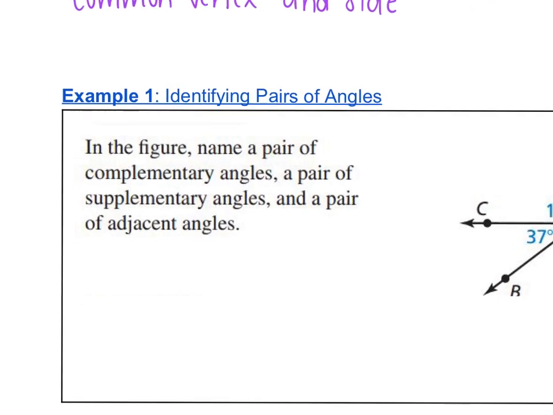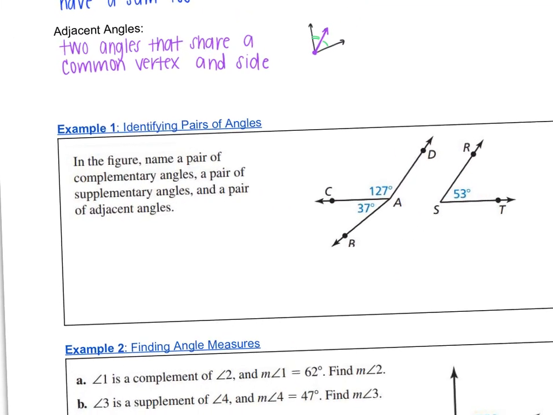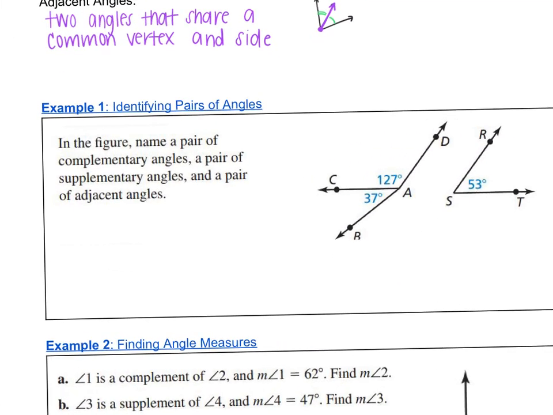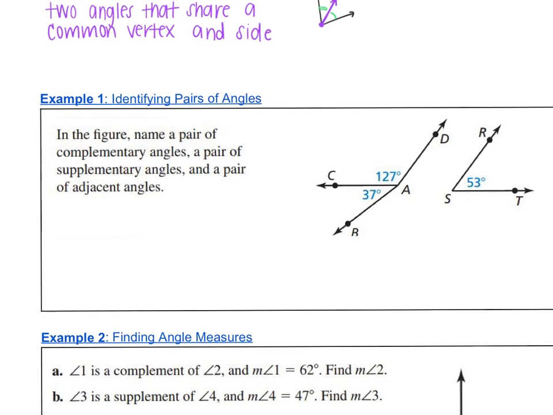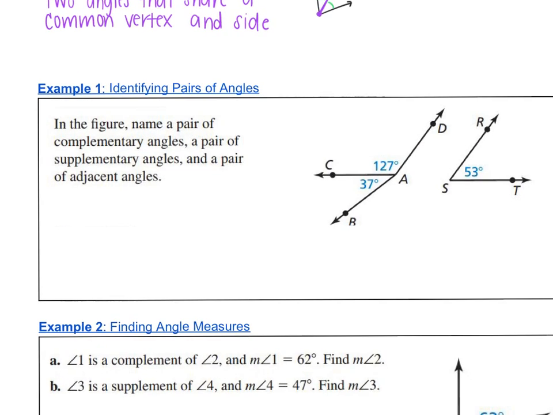So let's go ahead. In example one, we're just going to identify what types of angles we have here. So you'll take a look in the figure. We've got several different angles. Now keep in mind, the angles I have here could be angle CAR. There's one angle. Could be angle CAD. Could also be angle RAD. So really in that one part, I have three angles. And then I obviously also have angle RST. So I've got really four different angles there.